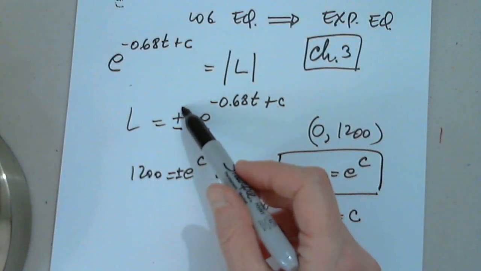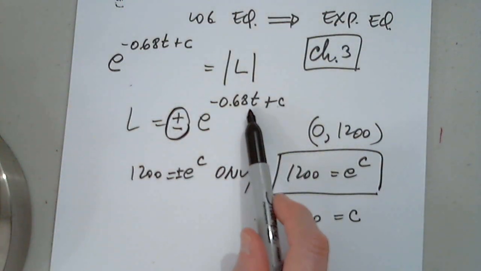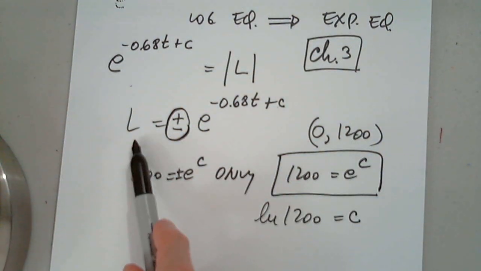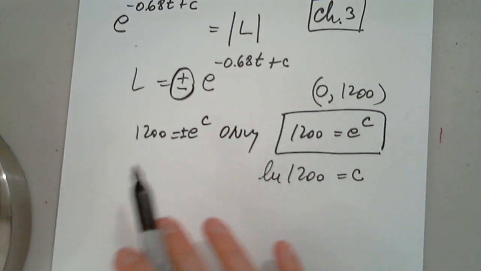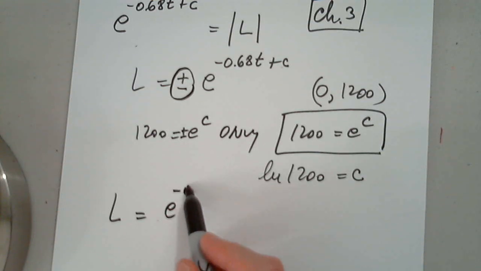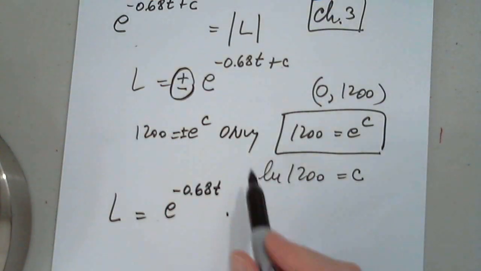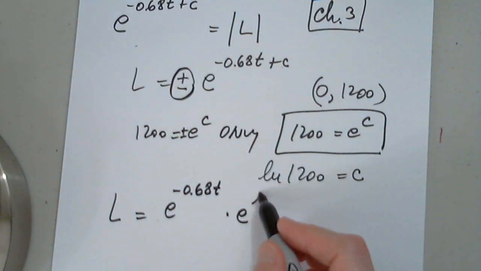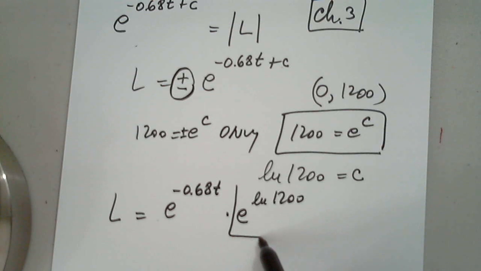So again, we cannot use plus or minus because the condition is very clear. When t is 0, this will be a number that has to be 1200, not negative 1200. So then the final form will be L equals e to negative 0.68 t times e to this number, which is 1200. Remember, we talked about this property.